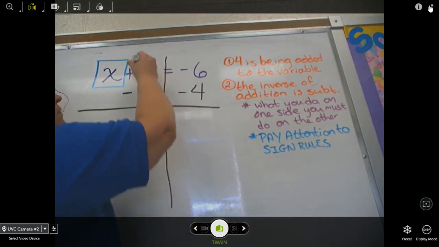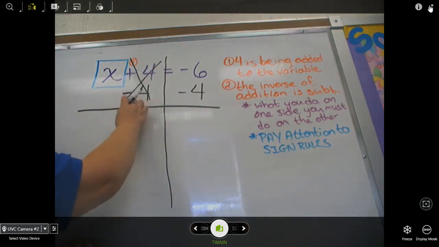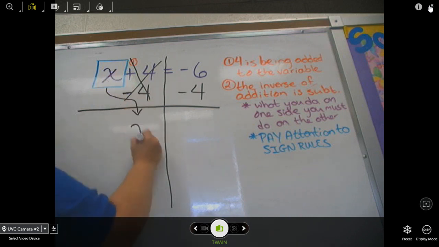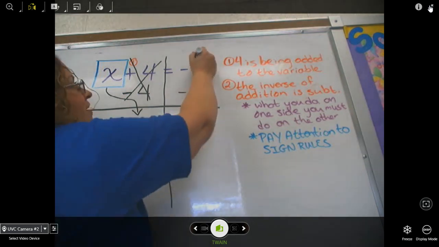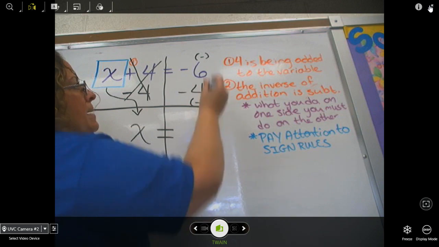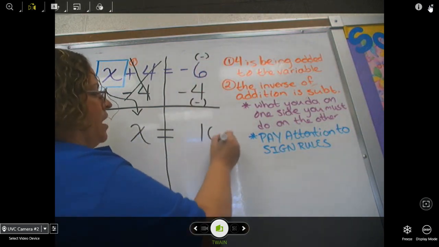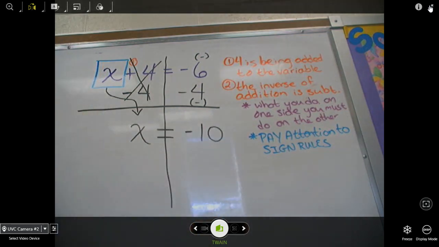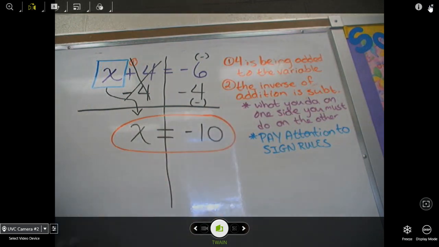What's 4 minus 4? It's 0. That's the whole point. We're trying to move it away. It has to get away from this x. So the x comes down. It's now by itself, which was the whole point. Now, I have a negative. My signs are the same. When my signs are the same, I add the numbers. So 6 plus 4 is 10, and I keep the sign. So my answer is x equals -10. That is your answer.